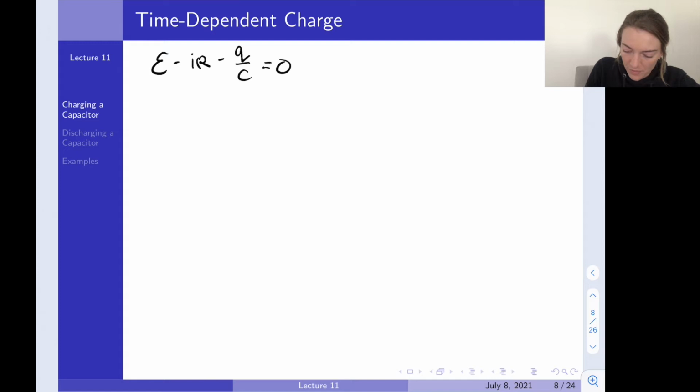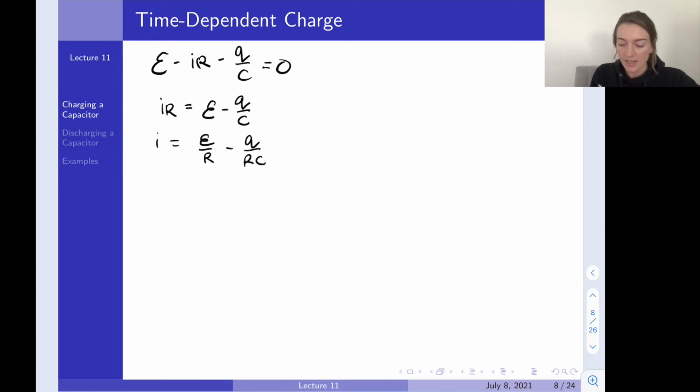So I'm going to have IR is equal to the EMF minus Q over C. And now I can divide both sides by R so that I get I by itself. So I have E over R minus Q over RC. Now, what I'm trying to do is get Q of t, the equation that describes how the capacitor is charging, how the charge on the capacitor is changing with respect to time.